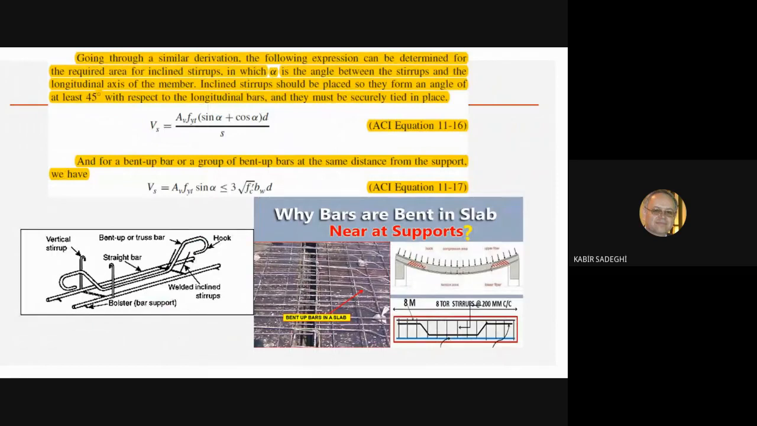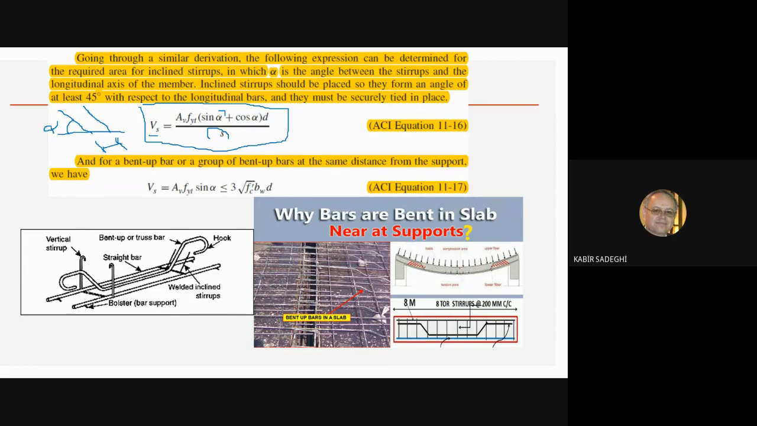Here, when we have inclined shear reinforcement, we use this formula, in which alpha is the angle between the longitudinal axis of the beam and the stirrup. s is the spacing between them. You can say this one, spacing. And Vs you can calculate here.